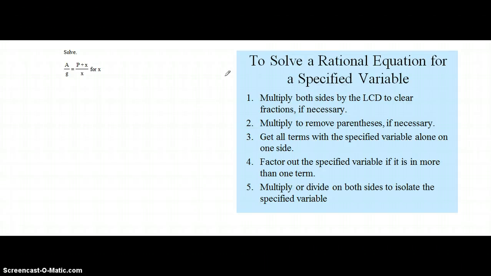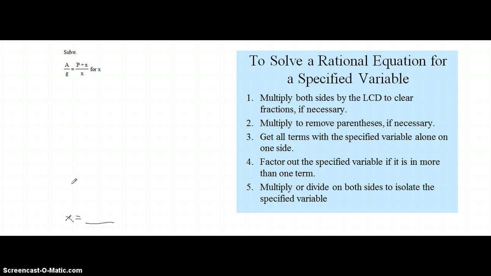Okay, in this problem, it's asking us to solve for x. So that means our final answer needs to be x equals something. And that something, whatever x is equal to, can't have an x in it. It's sort of like when you define a word and you don't want to use that same word in your definition. Sometimes I compare it to that.